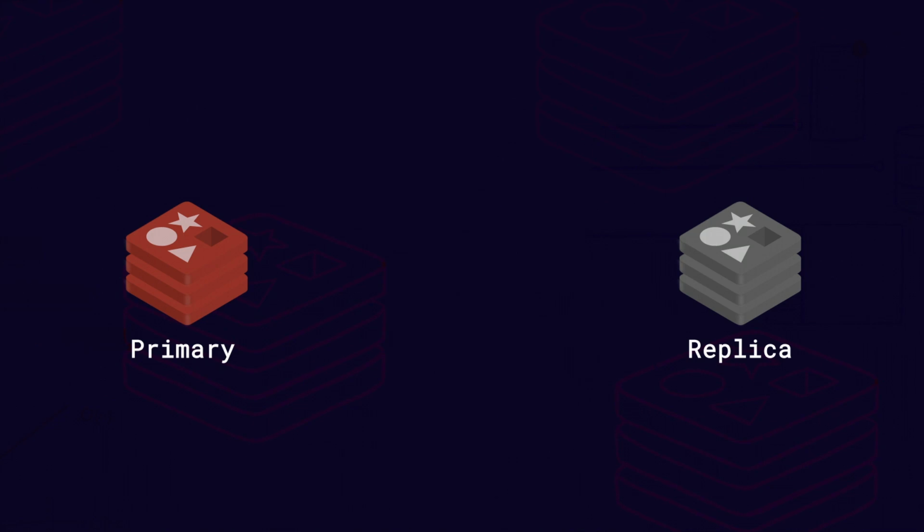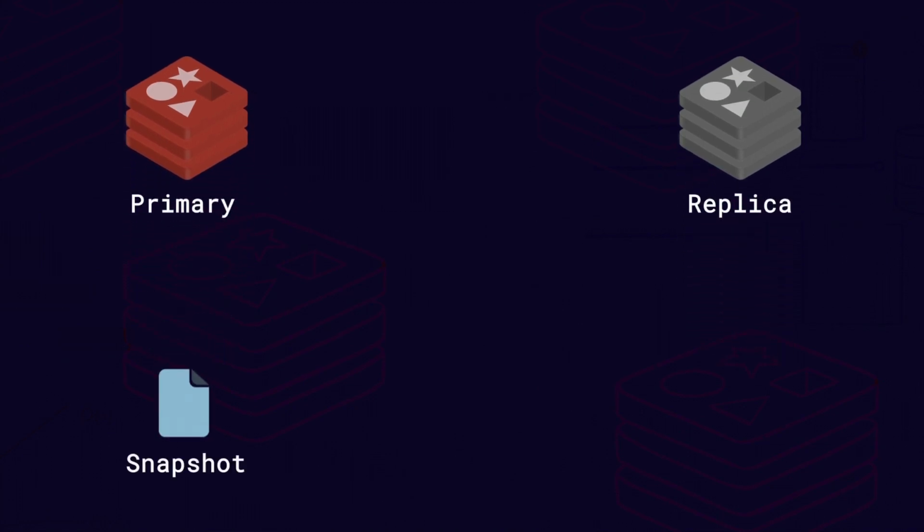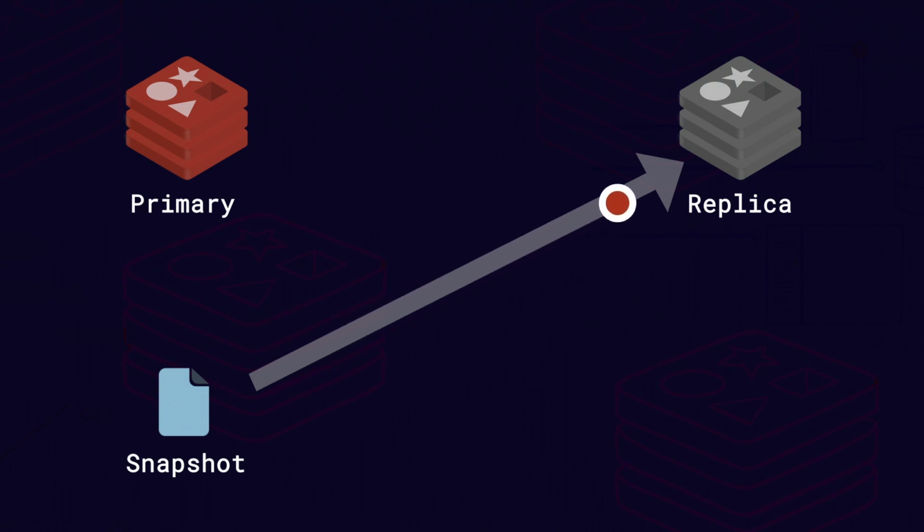Redis uses a three-step process to create a replica. First of all, Redis creates a snapshot of the primary database. That's a compacted version of all the data in the database when the snapshot was taken. Next, the replica takes the snapshot and loads all the data from it. That means our replica exactly matches the primary database when it took the snapshot.